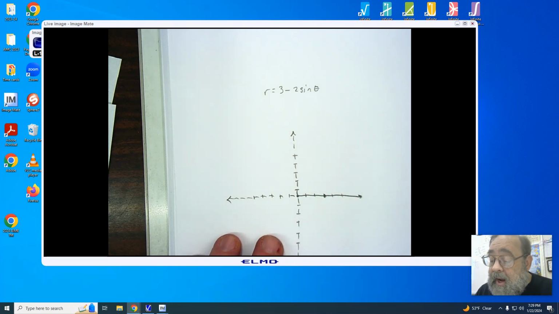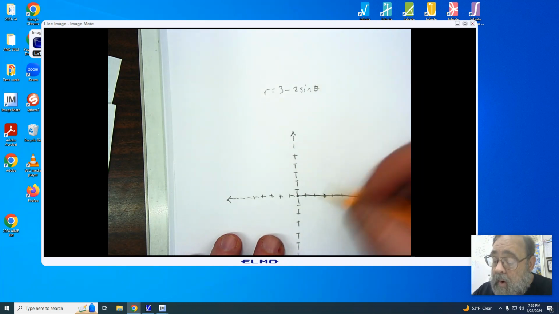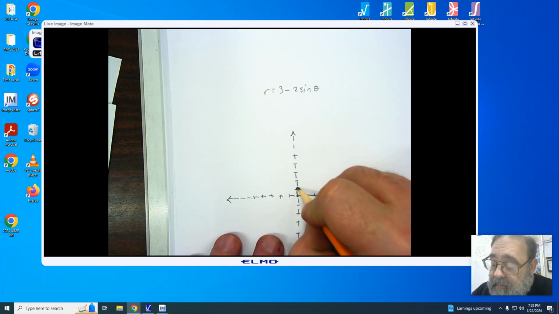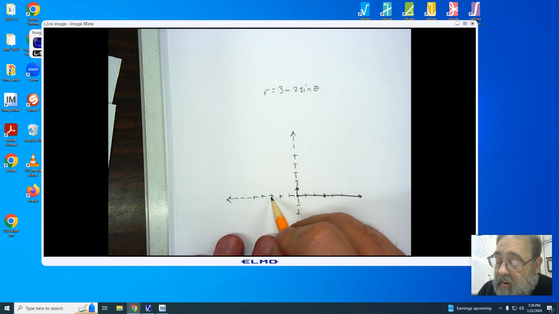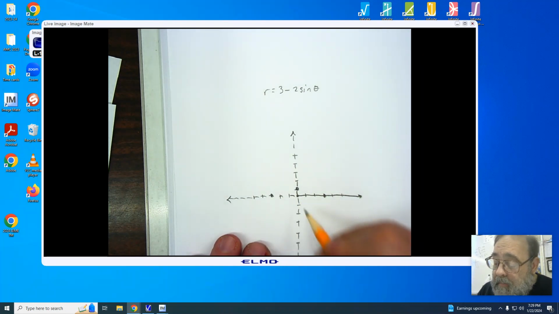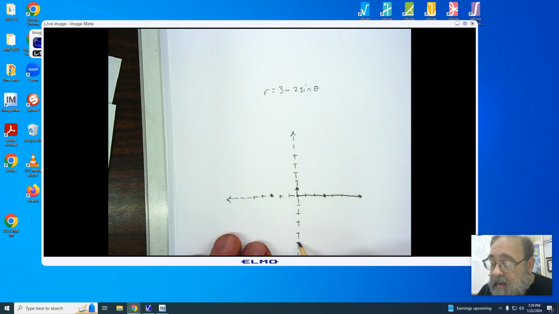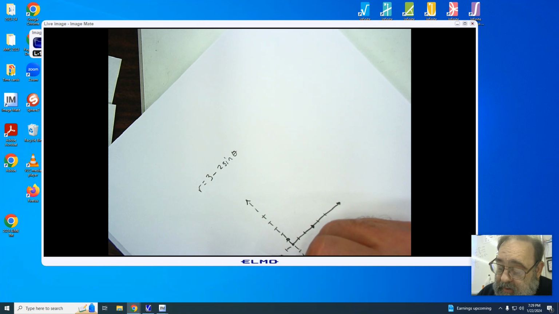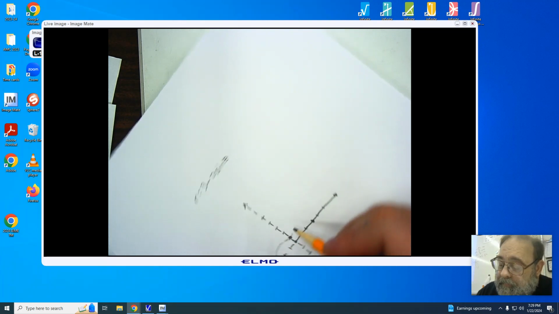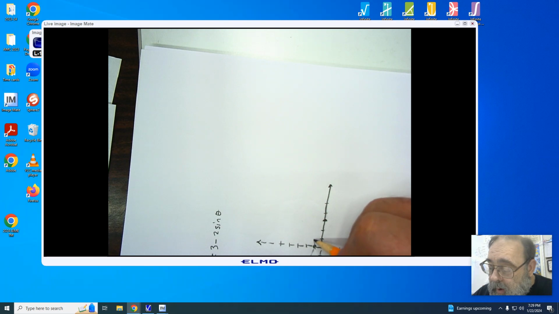Notice at 0 pi, I'm going to have 3 because I get a 0 for sine. But then I have a 1. When I subtract 2 from 3, I'm at 1. When I plug in pi, I get 0 again. When I put in 3 pi over 2, I'm all the way down here at 5. So we're going to make sure that we have this dimple occurring. Once again, it kind of gives us a little dip. Then curls back.